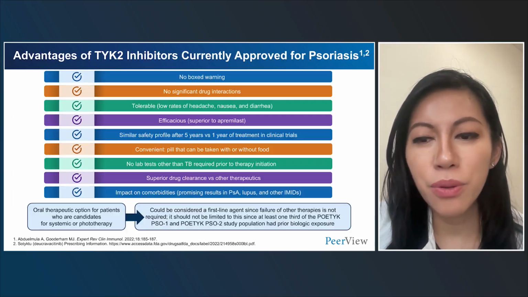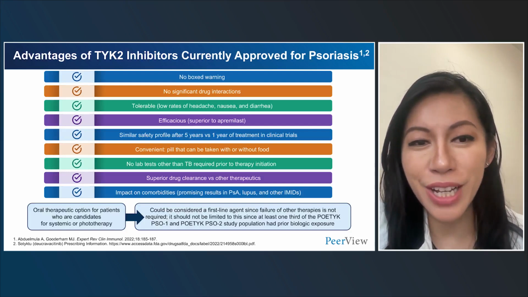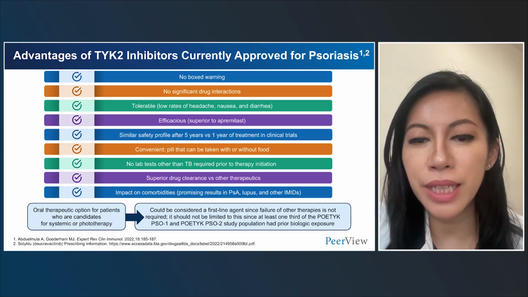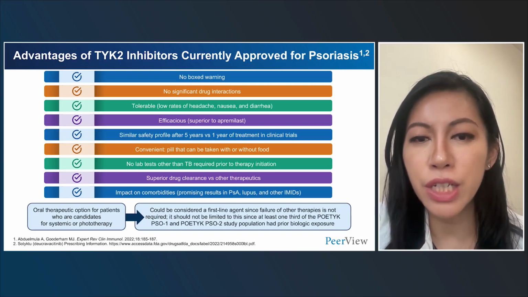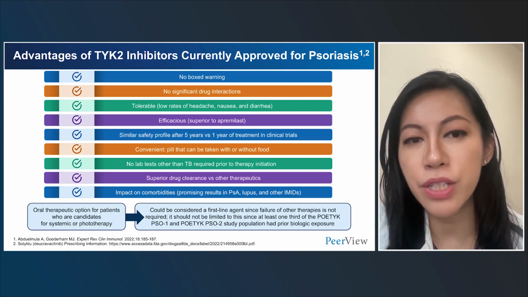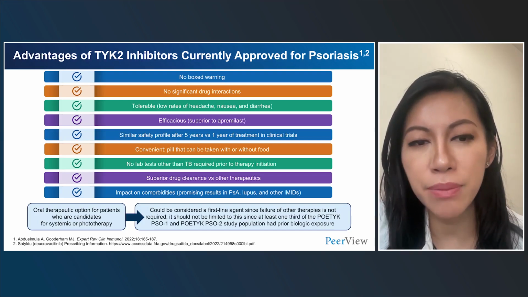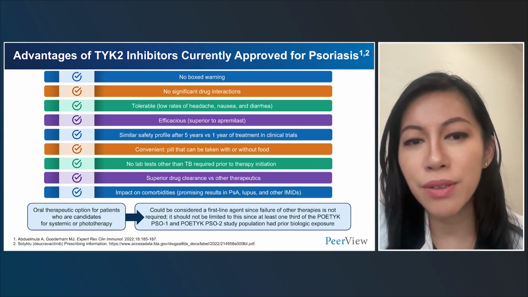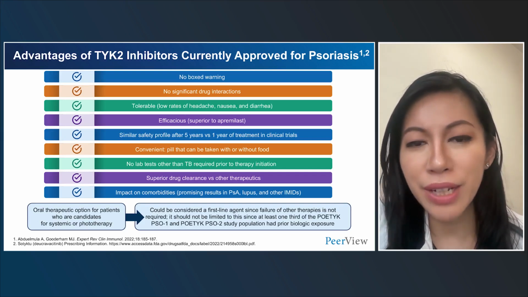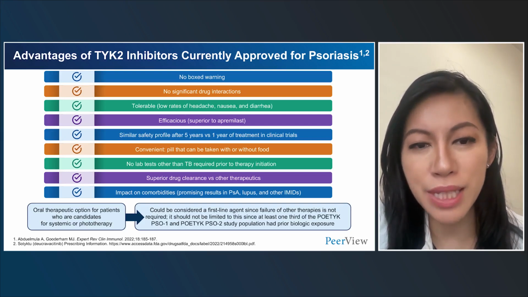Okay, now we had I think a really good discussion on the 3 patient cases earlier. I want to highlight some of the key points now to really have us think about the use of TYK2 inhibitors. Currently, we have one FDA-approved TYK2 inhibitor in psoriasis, and that's deucravacitinib. Some of the advantages is that it has no box warning, it has no known drug-drug interactions, and it's well tolerated. And the rates of, for example, nausea, diarrhea, it's the same or even lower than the placebo.